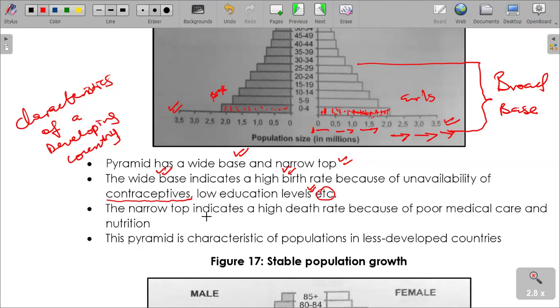And then the narrow top indicates a high death rate. The narrow top of the population pyramid indicates high death rate because of poor medical care and also nutrition. Nutrition and medical care are factors contributing towards the high death rate of people as they grow old. We also have other factors, such as poor industrial conditions.